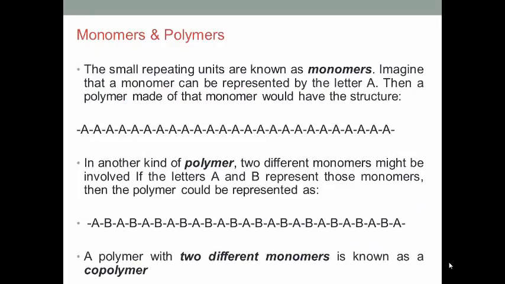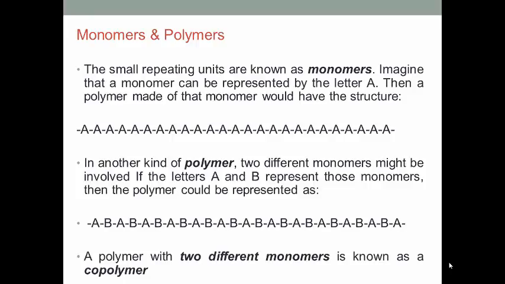A polymer is a very large molecule in which one or two small units are repeated over and over again. The small repeating units are known as monomers. Imagine that the monomer can be represented by a letter A, then a polymer made of the monomer would have a structure like AAA, as shown here.